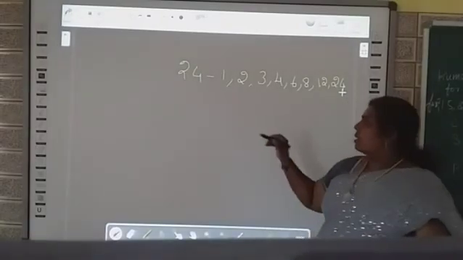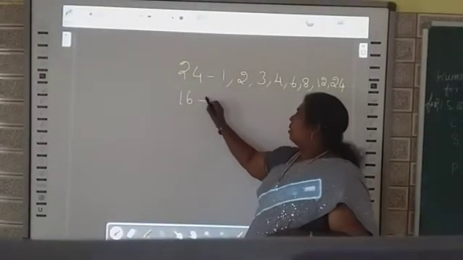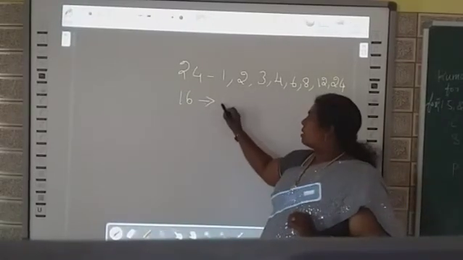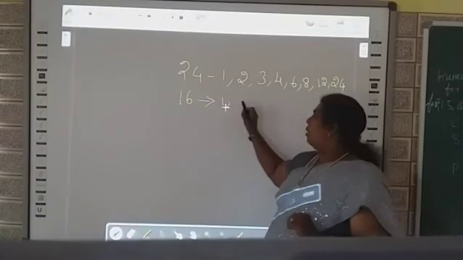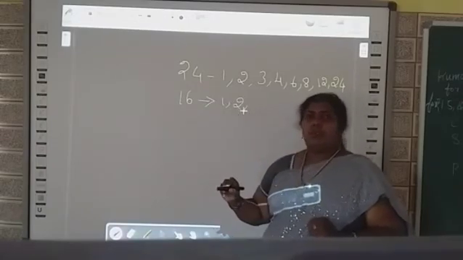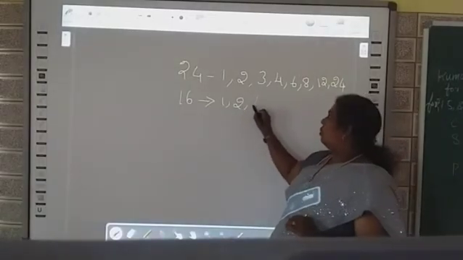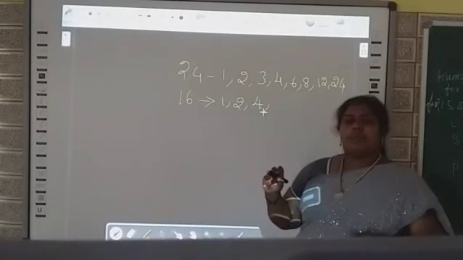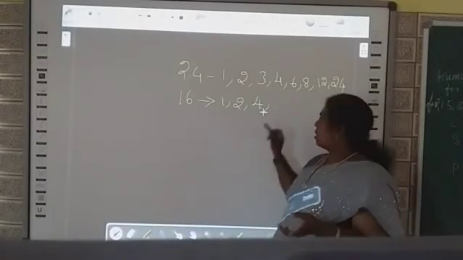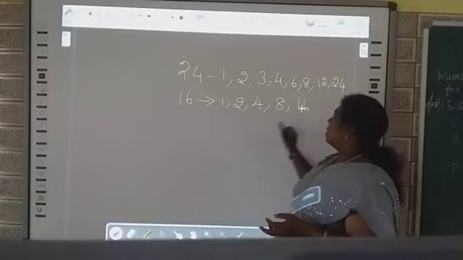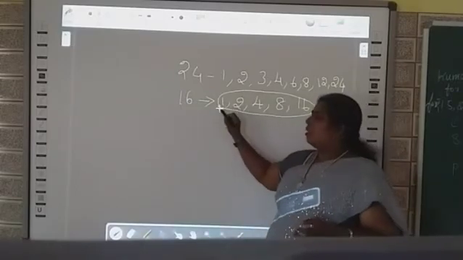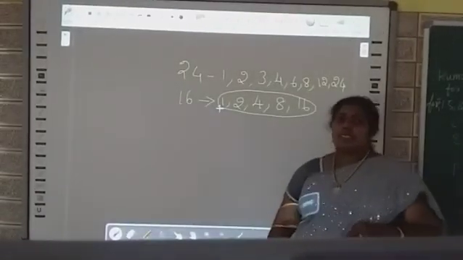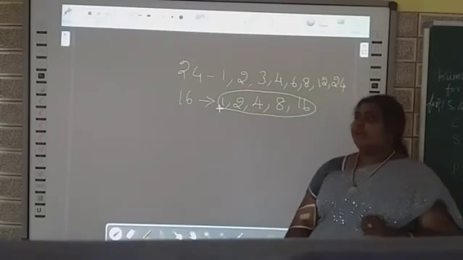Do you understand? For example, the number 16. Can you find all the factors of 16? First table, then the second table. Is the third table possible? No, we cannot use it. Then the fourth table, 4 fours are 16. Then 5, 6 and 7 are not possible. Then 8, 8 twos are 16. So in 16, the factors are 1, 2, 4, 8 and 16.